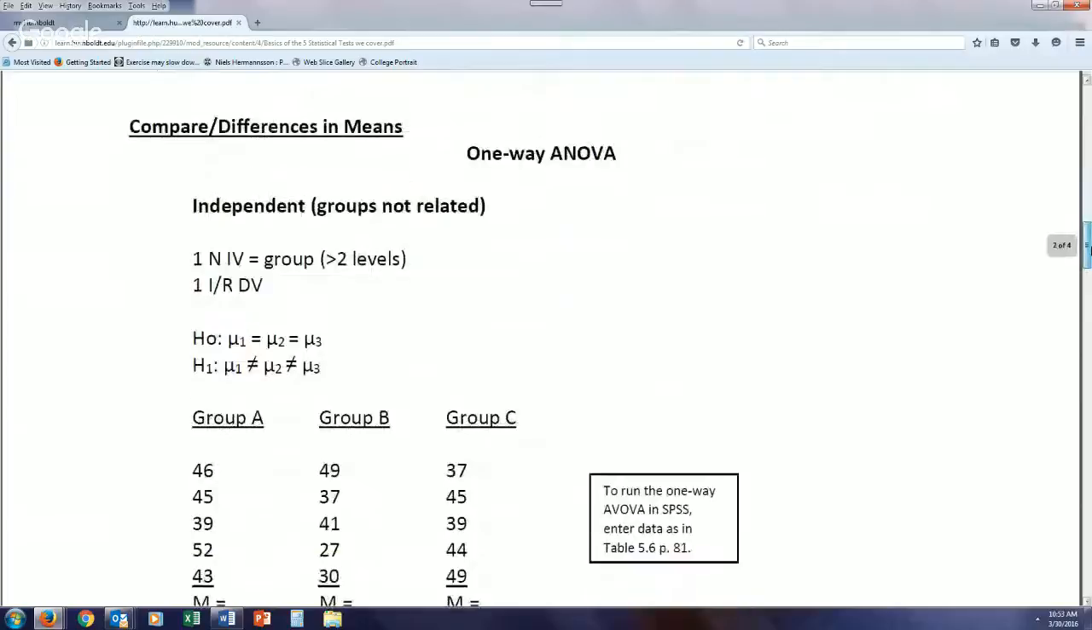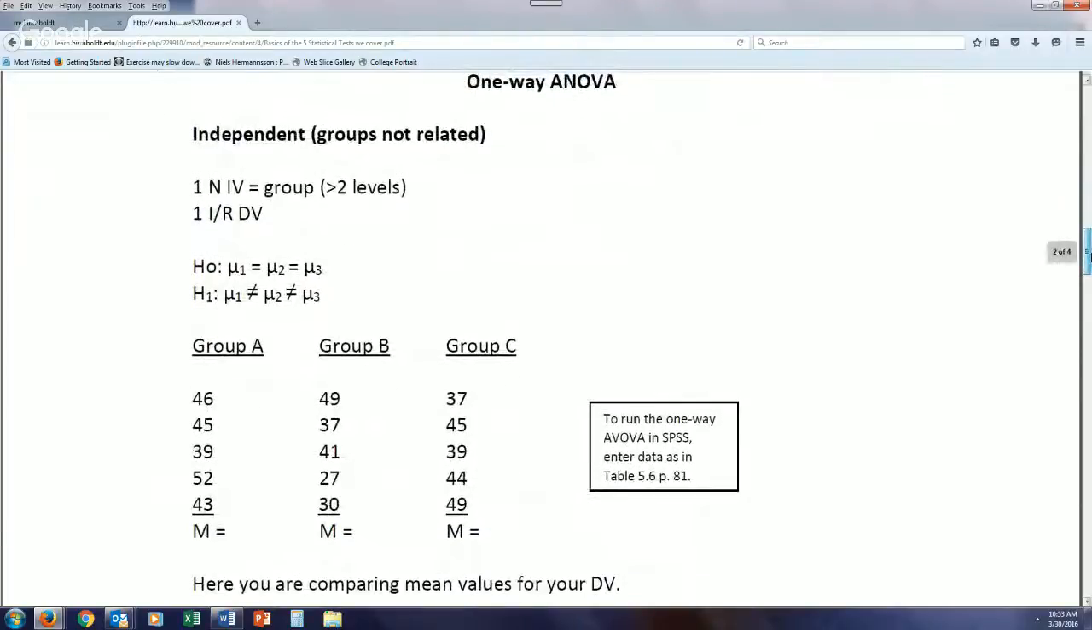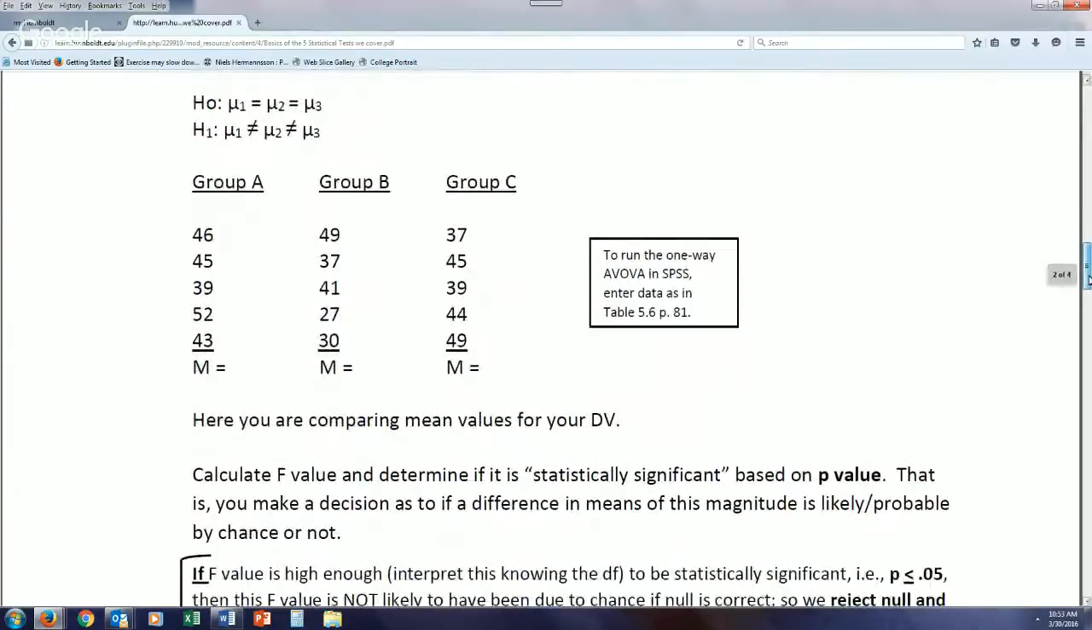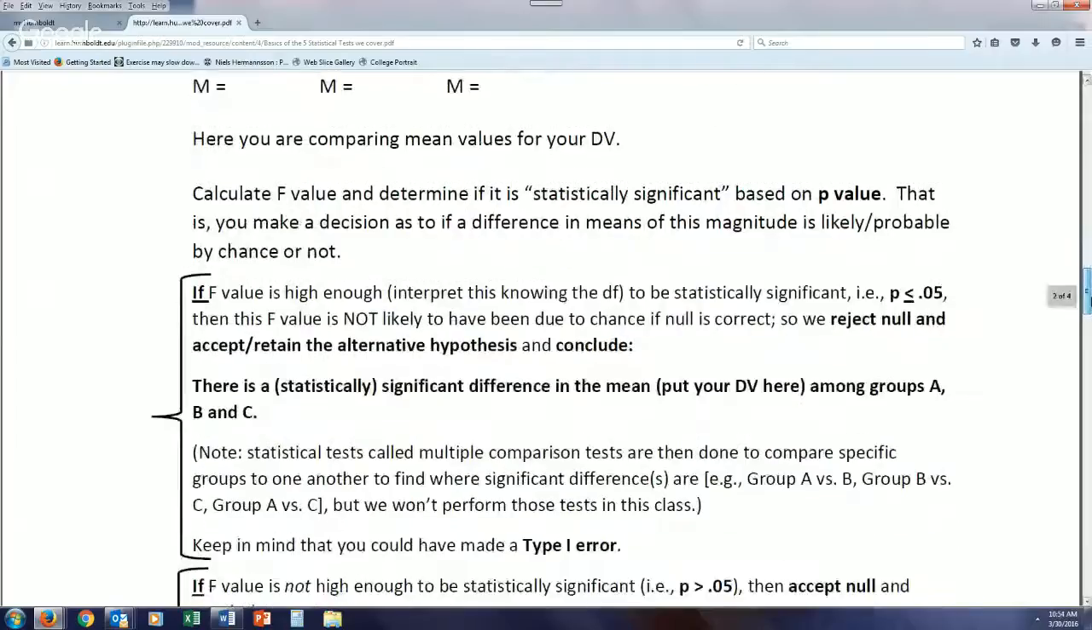So now, you scroll down. The one-way ANOVA essentially does the same thing, only in this case, your null hypothesis is there's no difference in the means. And you're going to test that statistically by entering this data into SPSS. We're going to enter the data just as it's shown in table 5.6, page 81. And SPSS is going to calculate that F value for you.